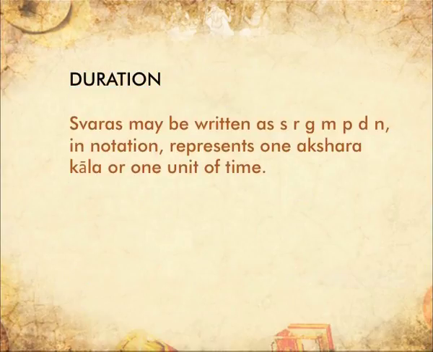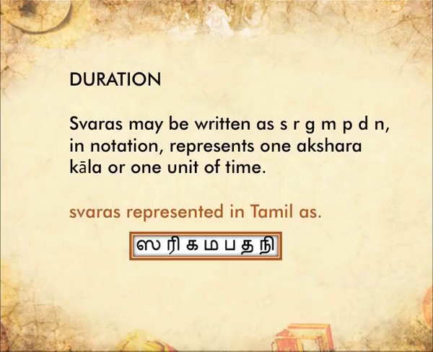Duration. To write a song in notation, the swaras may be written as sa, re, ga, ma, pa, dha, ni, dropping the vowel in the solfa syllables used in music. These represent one aksharakala or one unit of time. The swaras may be represented in Tamil as.